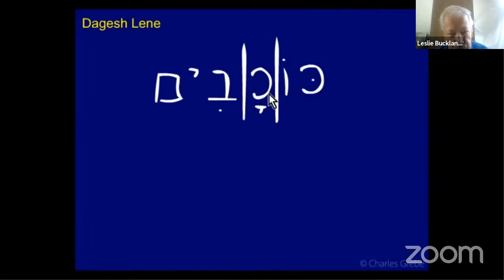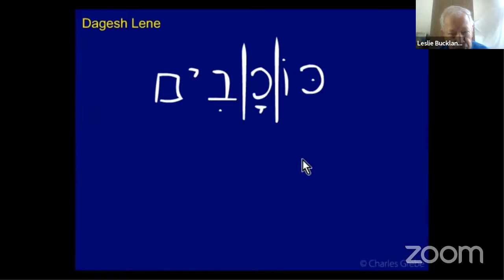This kaf also starts a syllable, but is there a preceding vowel? Holam vav, very much a vowel. So Dagesh Lenny takes off. No Dagesh Lenny here because of the preceding vowel. Beit, another Begad Kafat letter, begins a syllable, so that's fine. But there's a preceding vowel, so no Dagesh Lenny. So both conditions have to be met for the Dagesh Lenny to stay there.